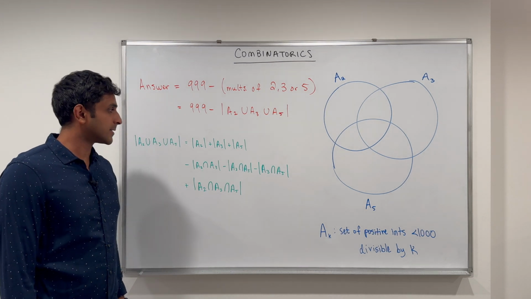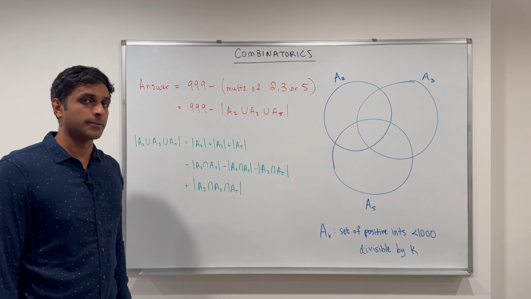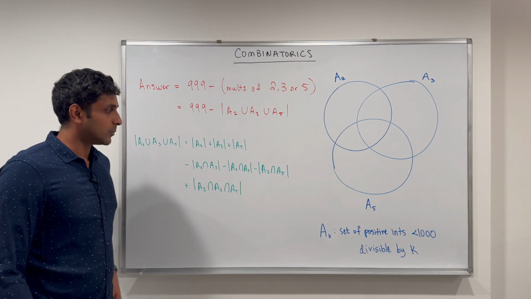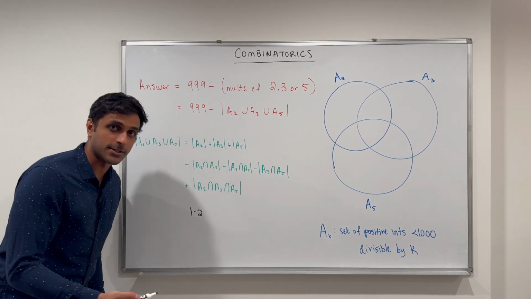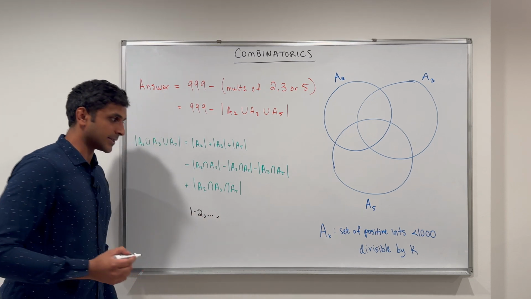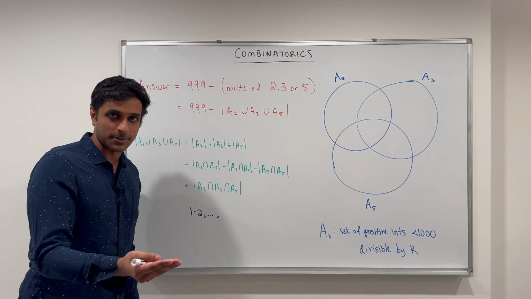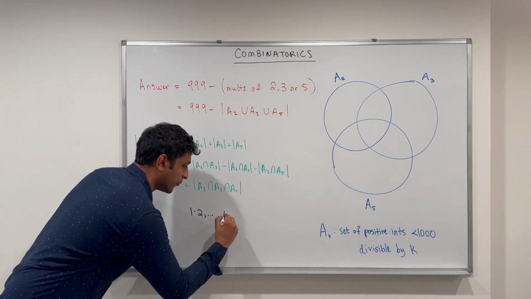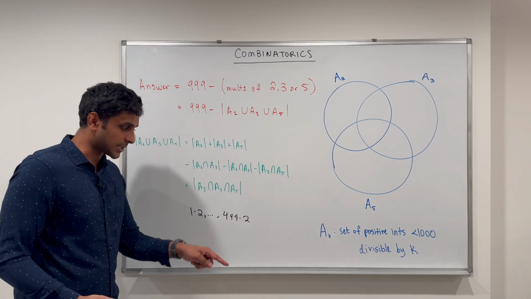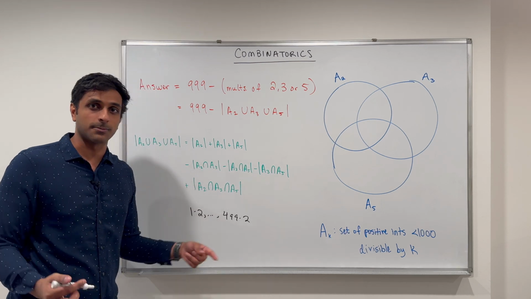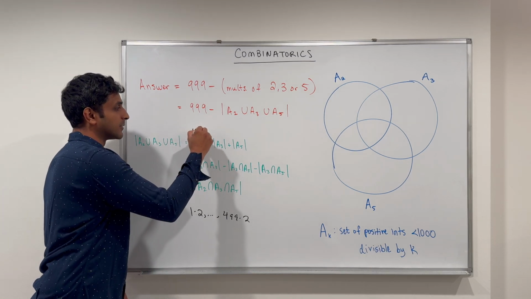Okay, so how do we find the size of A sub 2? How many positive integers less than 1,000 are divisible by 2? Well, the first one is the number 2, which you can think of as 1 times 2. And the last number is going to be 998, the last number below 1,000 that is a multiple of 2. That is 499 times 2. So we're going from 1 times 2 to 2 times 2 to 3 times 2 all the way to 499 times 2, which implies there are 499 multiples of 2. So the size of A sub 2 is simply 499.